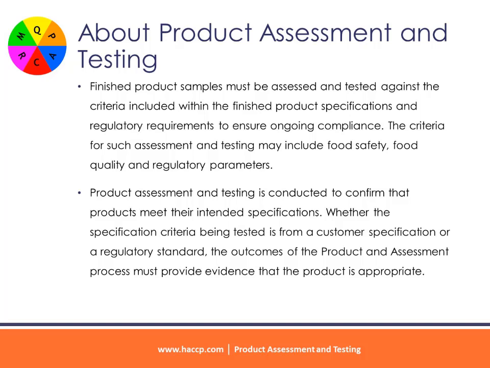Finished product samples must be assessed and tested against the criteria included within the finished product specifications and regulatory requirements to ensure ongoing compliance. The criteria for such assessment and testing may include food safety, food quality and regulatory parameters. Product assessment and testing is conducted to confirm that products meet their intended specifications. Whether the specification criteria being tested is from a customer specification or a regulatory standard, the outcomes of the product assessment and testing process must provide evidence that the product is appropriate.